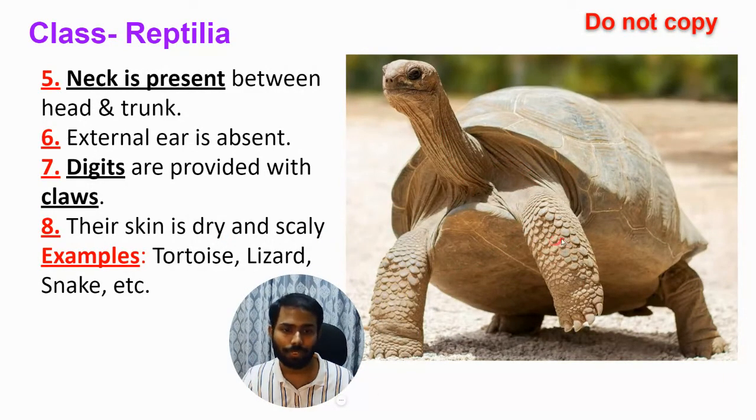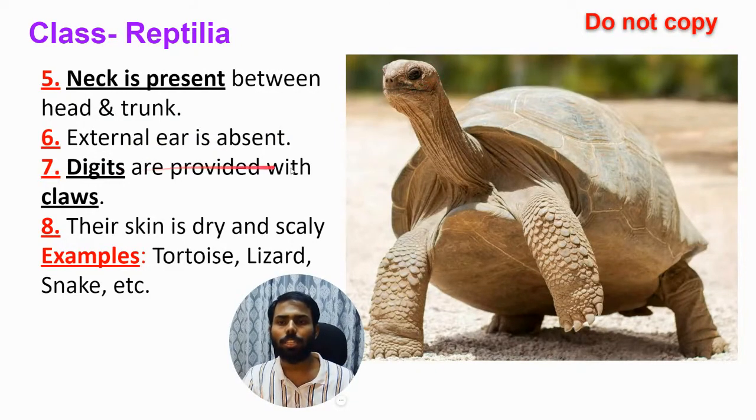Okay, you can very clearly see the scales over here. यहाँ पे scales दिख रहे हैं, राइट? उसके हाथों पे. So here neck is present between head and trunk. यहाँ पे head है, यहाँ पे trunk है. trunk यानी मेन बॉडी. ओके, उसमें इतना लंबा नेक इजीली दिख रहा है. External ear is absent. इसको देखो, कान ही नहीं है, कान नहीं है उसको.